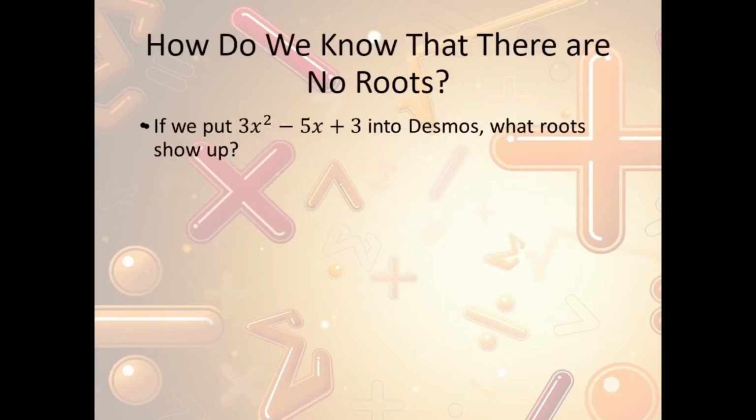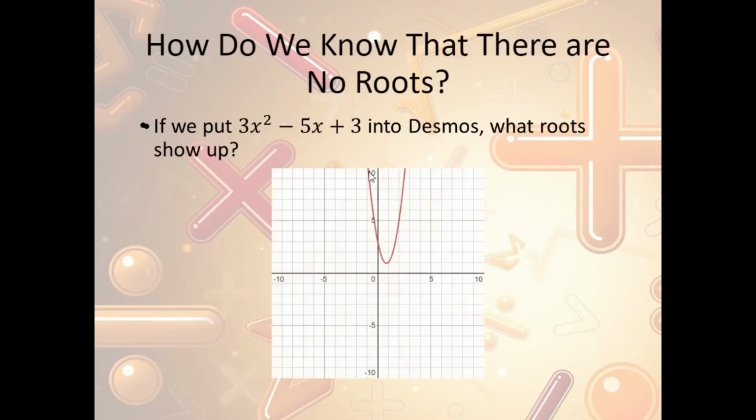So how do we know that there are no roots? If we take this equation and put it into Desmos, it looks like this. Well, we can see that it still forms a parabola, just like all the others do, right? That U shape. But notice it's above the x-axis and it never comes down and touches. So there are no roots there.